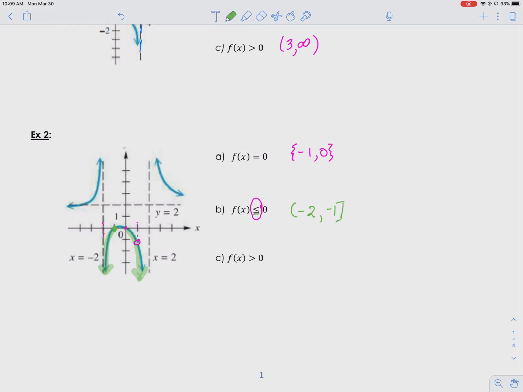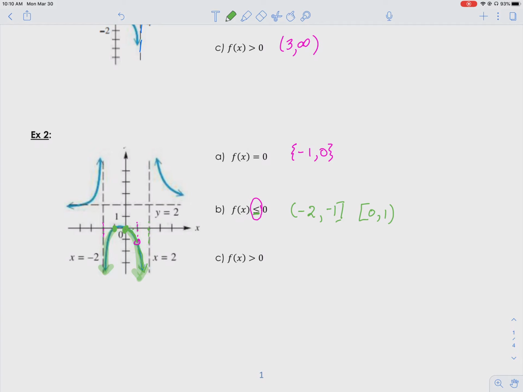Okay, there we go. Then we're going to go from 0 down to where the hole is. It's going to go from 0, and it can actually be 0 because it has an equal mark here, all the way down to where the hole is, and that's where x is 1. We have to put parentheses there because it can't actually work at 1. And then we're going to go from that hole all the way down to, what's this asymptote? 2.